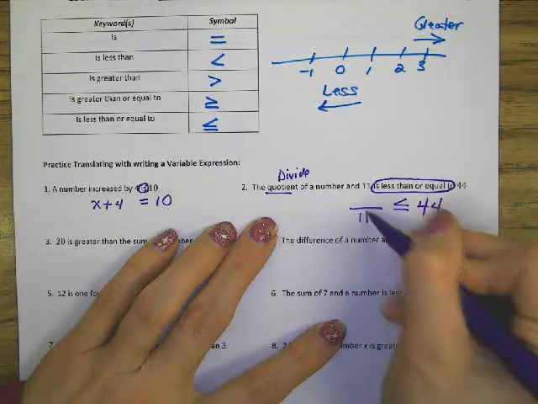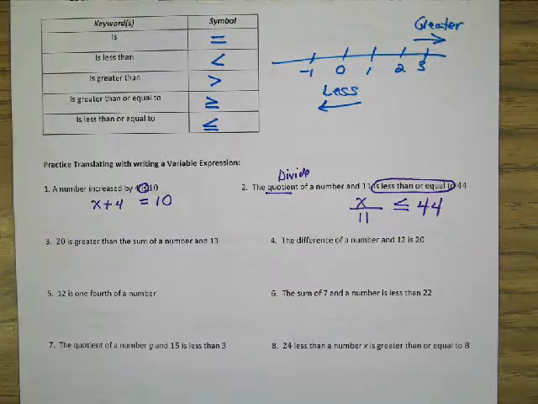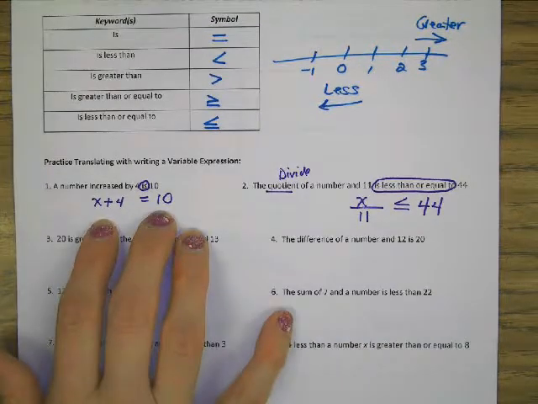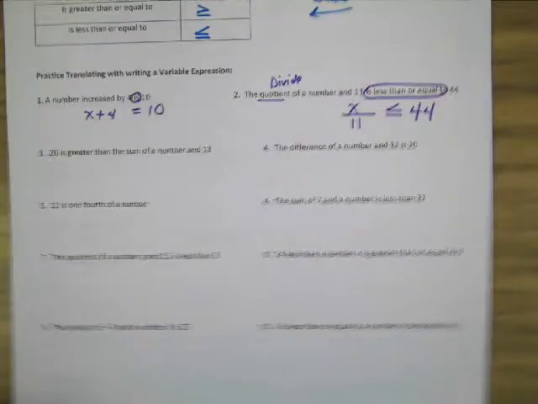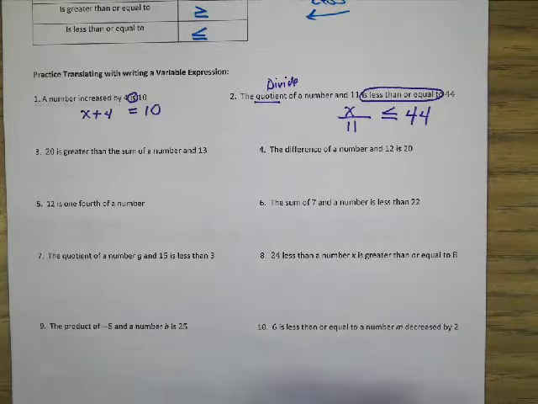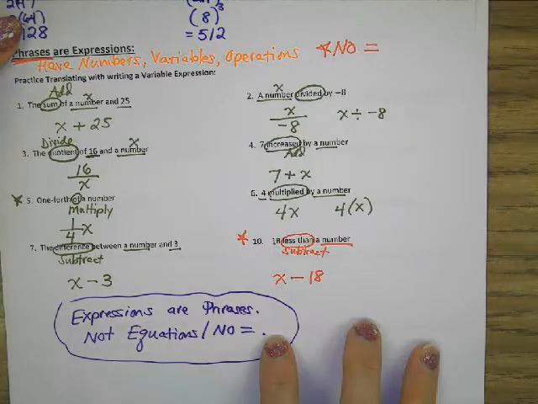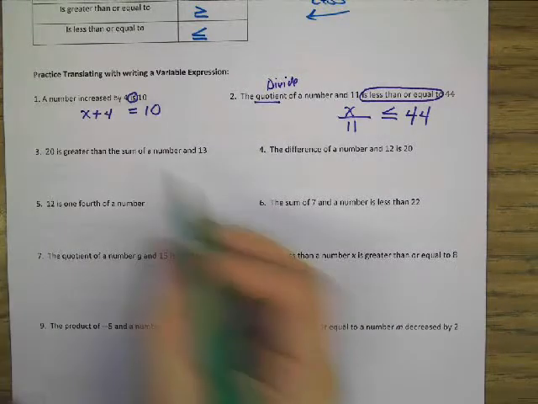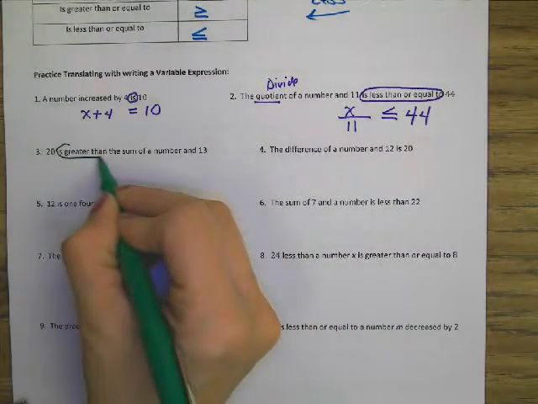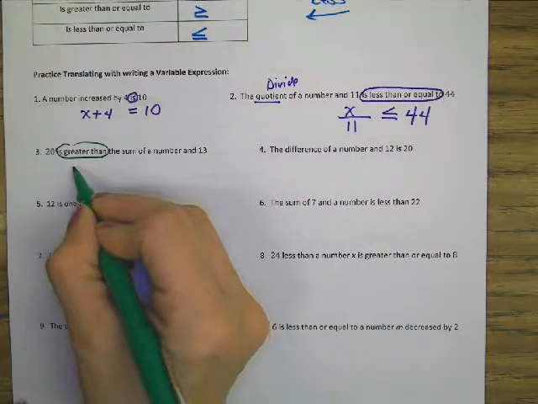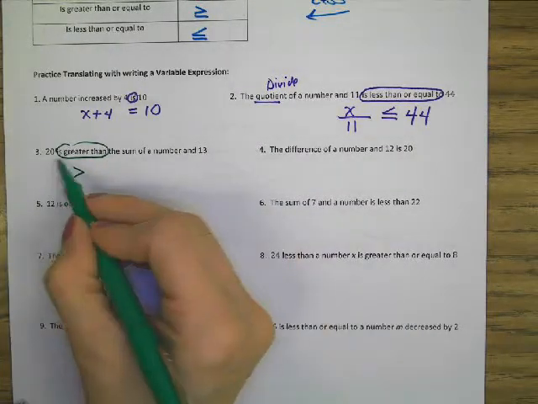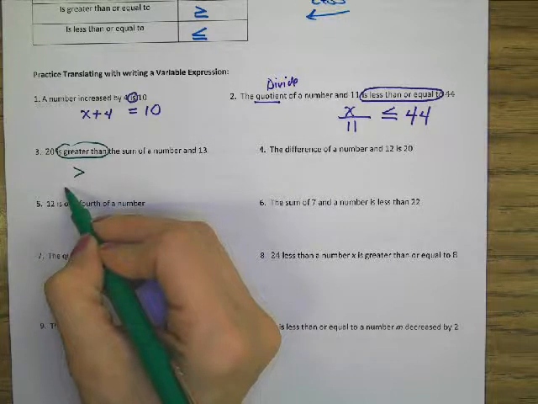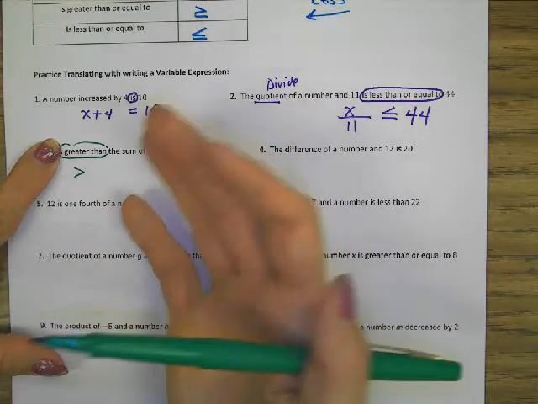All right, next one. Let's look for the word is. Well, what if it doesn't have the word is? Then it would be back to just an expression. But this page has the word is. Is greater than. Okay, that's this symbol. Is greater than gets the greater than symbol. If it just said greater than, that would be a plus sign. 20 is greater than the sum of a number and 13. X plus 13.